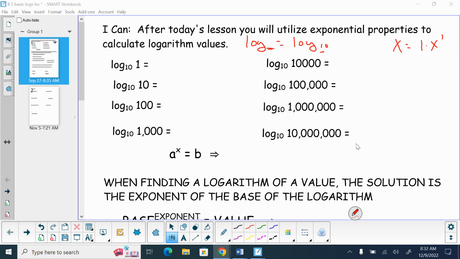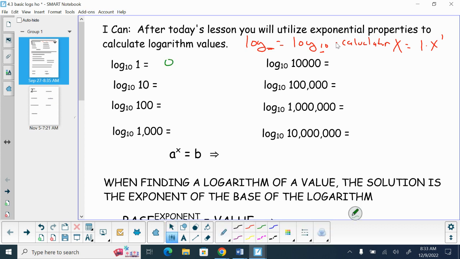So once again, when I don't have a number there, it's understood to be a value of 10, which is once again your calculator. This is your calculator. Well, if I take the log of 1, Grant, what do you get?